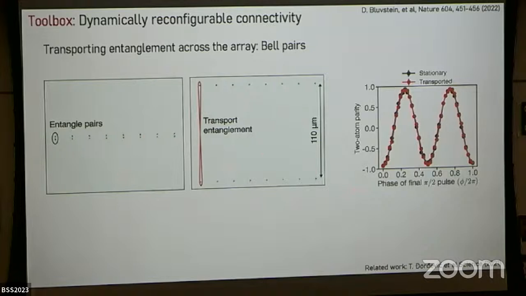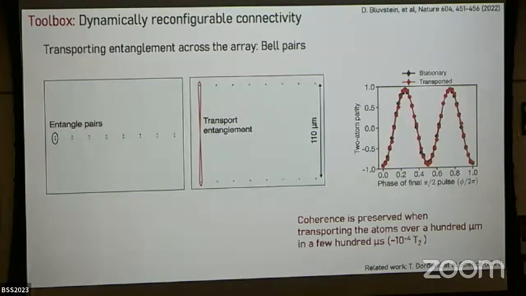Here I'm only showing the measurement of the 2-atom parity, which is one of the 2 measurements that you have to do. But what you see here is that there is really no change. The fidelity is exactly the same. Of course, if you do the transport in the proper way. If you start accelerating your atoms like crazy, you do lose fidelity. But what we saw here is that you can preserve coherence when you transport the atoms over 100 microns, like I'm showing here, over a few hundred microseconds.